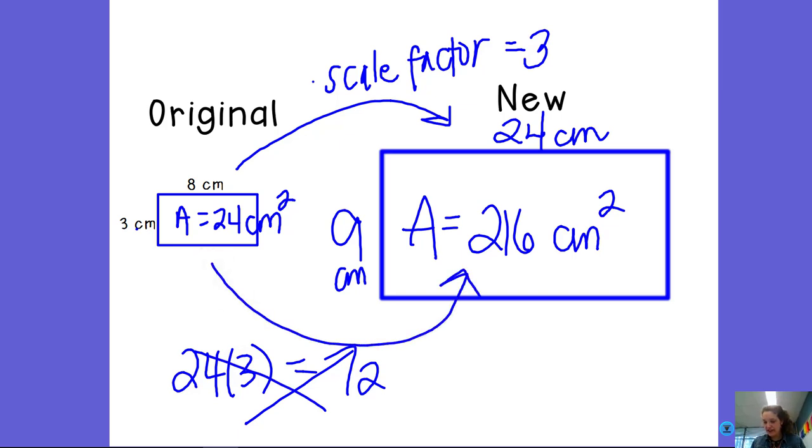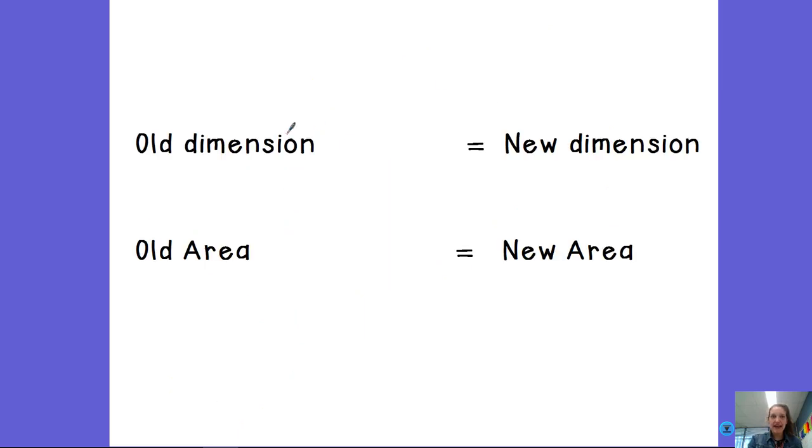Actually, if you take 216 and divide it by 24, you get 9. So we're actually multiplying the area times 9. So I'm multiplying my sides by 3, and I'm multiplying my area by 9. What's the connection between the scale factor for the sides and what I'm multiplying the areas by? Well, I'm taking my side and multiplying it by 3. I'm taking my area and multiplying it by 3 squared. 3 squared is 9.